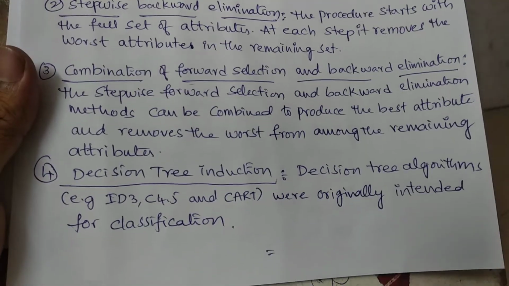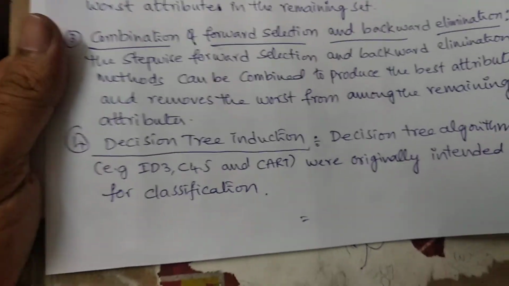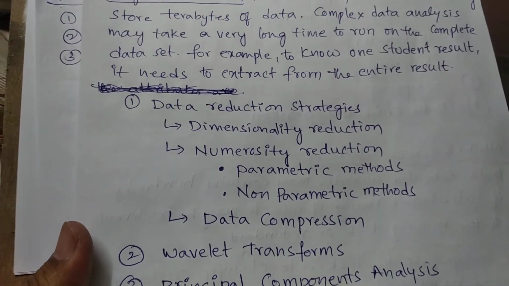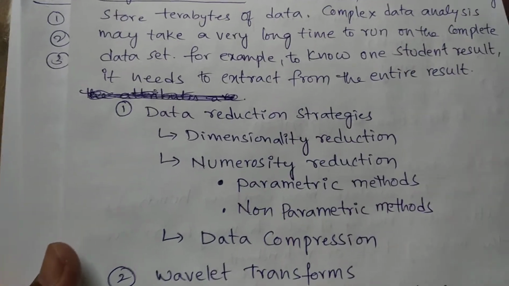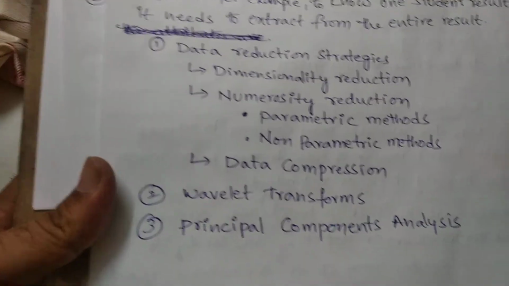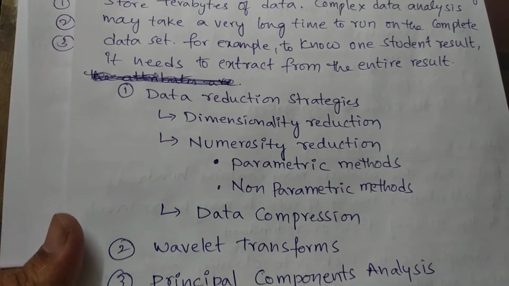Decision tree induction: the decision tree algorithm was originally intended for classification. So finally, we have to see what data reduction means. It reduces the volume of the data to get faster results when we go for such other analysis purposes. So these seven points are very important for data reduction strategies.